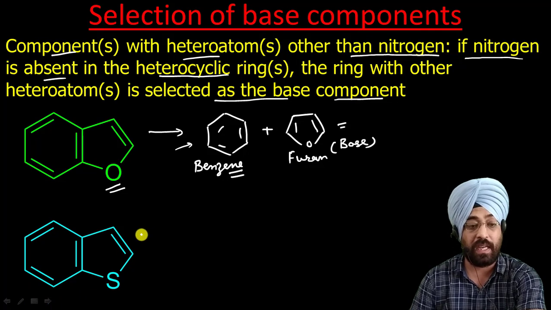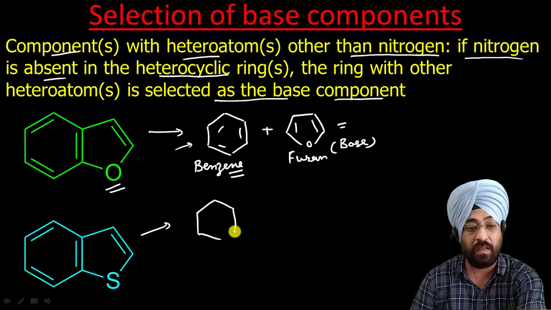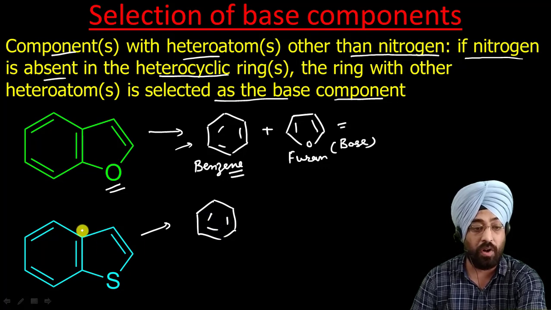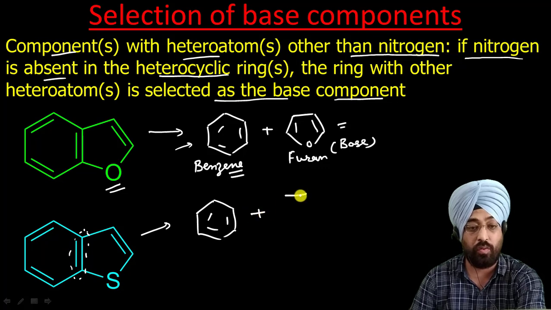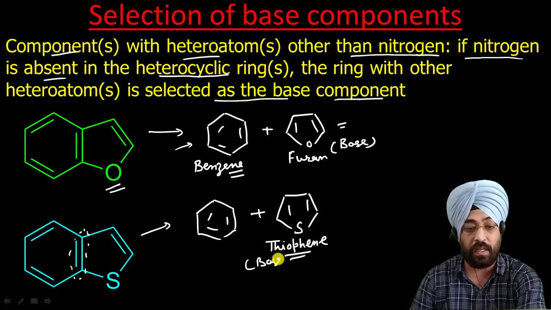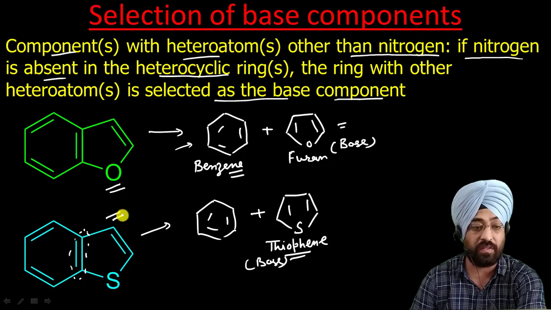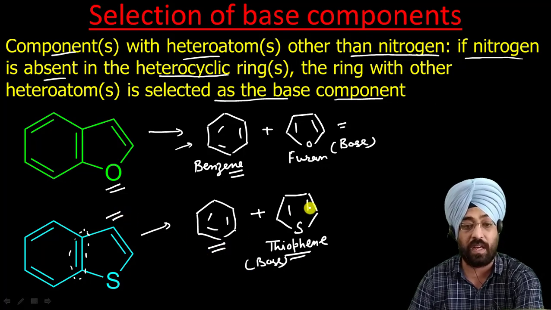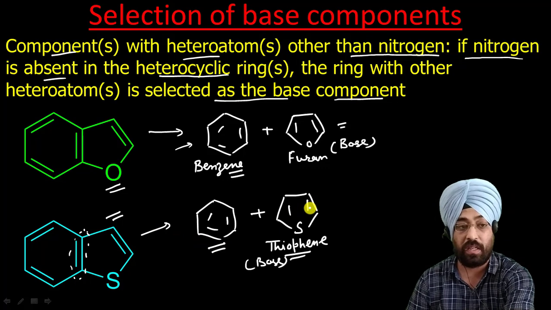Similarly here, it can be split into, as you can see, benzene. We will break from the bond which is common; this bond is common to both of these two. So here comes the thiophene. Now as this is a heterocyclic system, this is our base component. In this compound, thiophene is the base component and benzene is the attached component. So these are the rules.